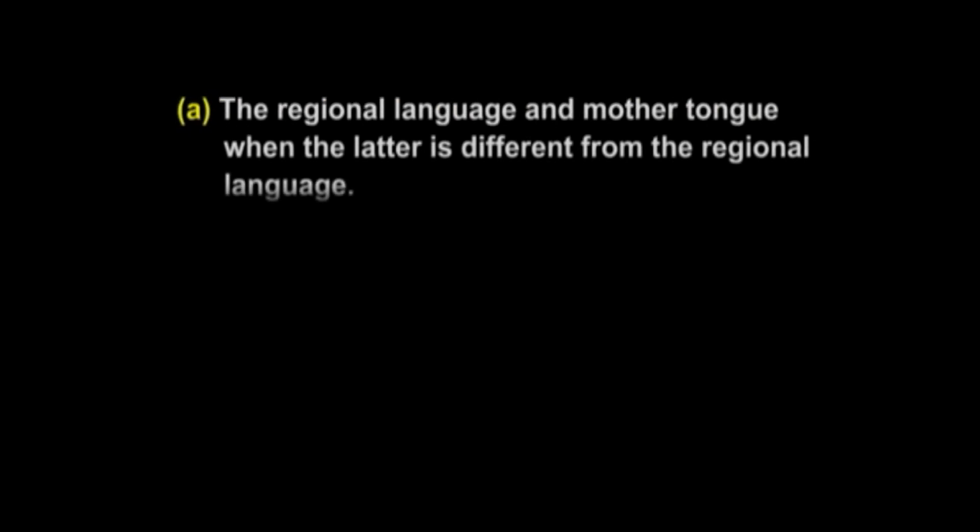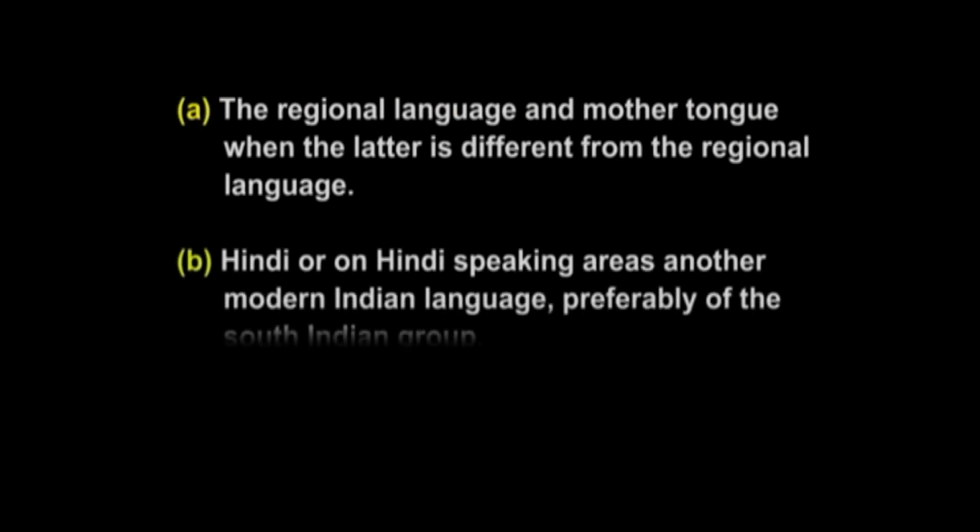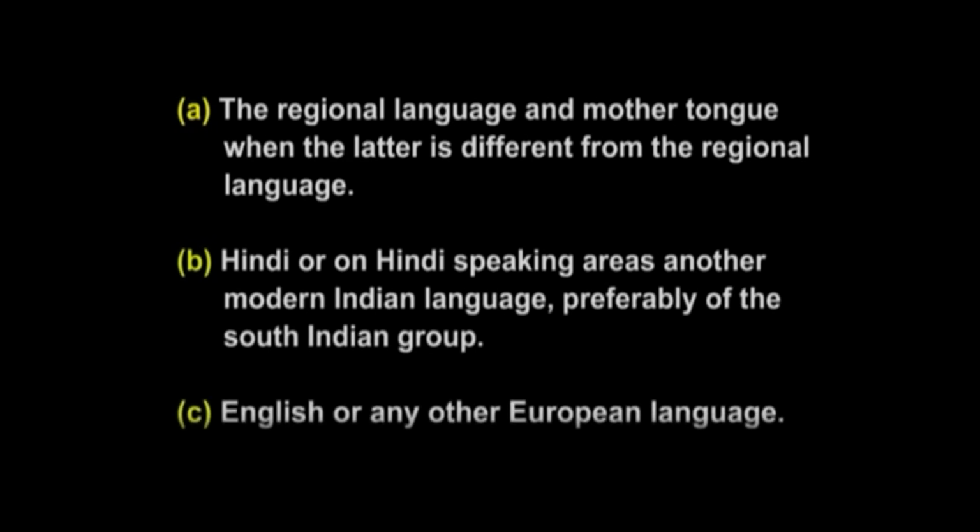In order to satisfy the conflicting claims of various language groups in the country, the three language formula was evolved during Nehru's regime. The formula was enunciated in the 1968 Language Policy Resolution. The students of all secondary schools in India were required to study, as a compulsory part of the school curriculum, the following languages: A. The regional language and mother tongue when the latter is different from the regional language. B. Hindi or, in Hindi-speaking areas, another modern Indian language, preferably of the South Indian group. C. English or any other European language.